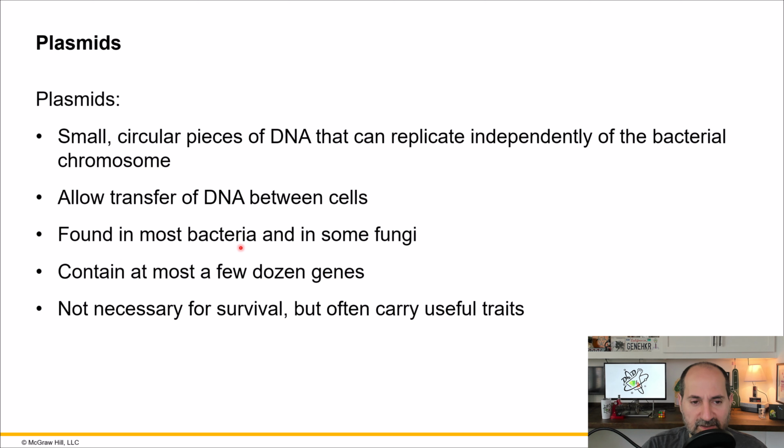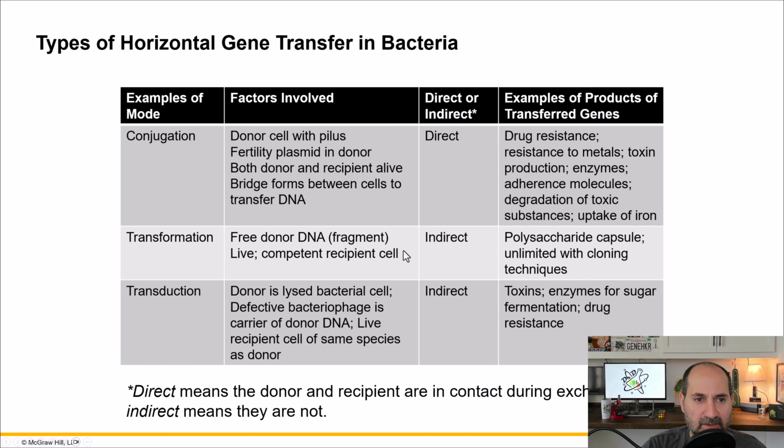Usually they're found in bacteria, but sometimes in other organisms, such as fungi as well. Okay. Now, these were the three modes of horizontal gene transfer that we talked about in class. There's conjugation, transformation, and transduction. So what I want you to know is that conjugation is done through the sex pilus.